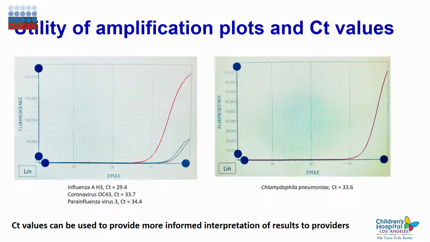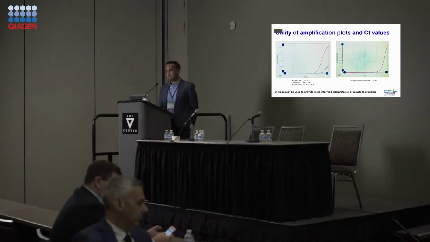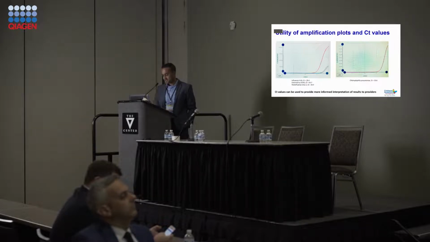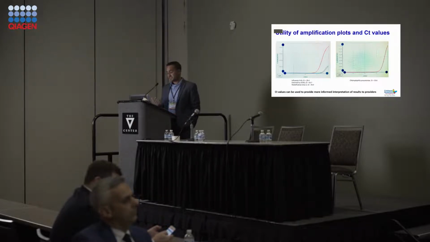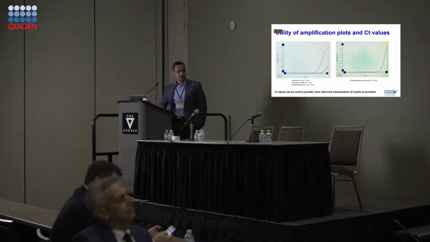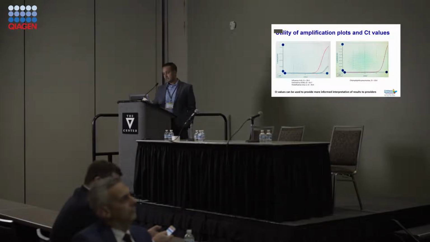The second example here I put up is a sample that was positive just for Chlamydophila pneumoniae. And I put this up here because Chlamydophila is a colonizer, so it's also present in the respiratory tract of healthy individuals. So the ability to look at CT values might help with differentiating colonizers versus active infections. In active infection, you'd probably see higher bacterial load as opposed to when it's colonization. So CT values in general and amplification plots can be used to provide more informed interpretation of results to the providers.